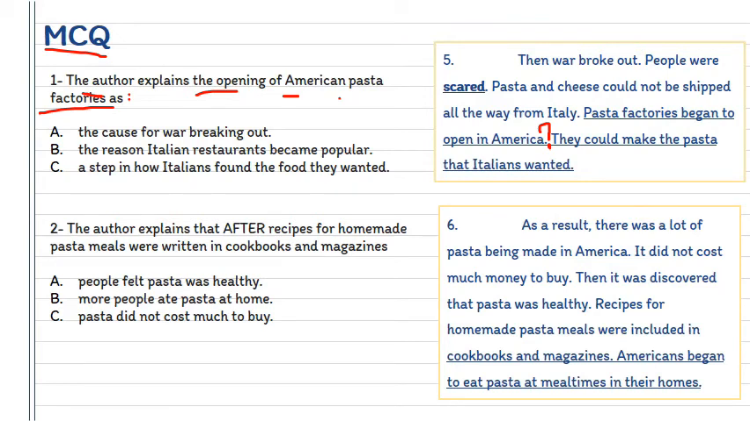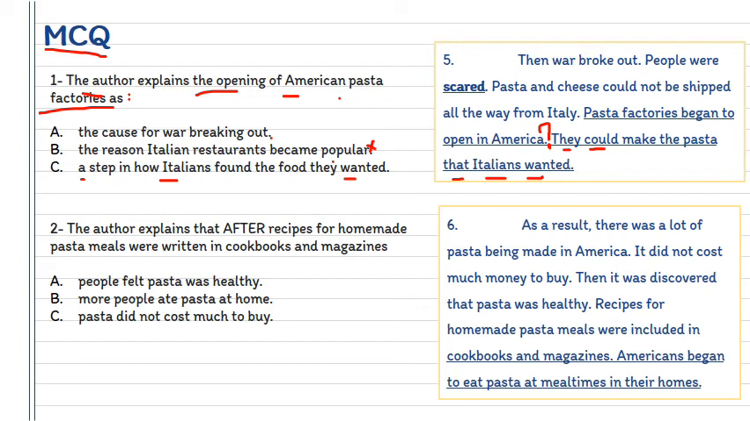The cause for war breaking out. Is it because of the war? The reason Italian restaurants became popular. Is it because the restaurants became popular? Of course not, because first they made the factories and then they made the restaurants, not vice versa. Was it a step in how Italians found the food they wanted? Let's continue reading the sentence. They means the Americans could make the pasta that Italians wanted.